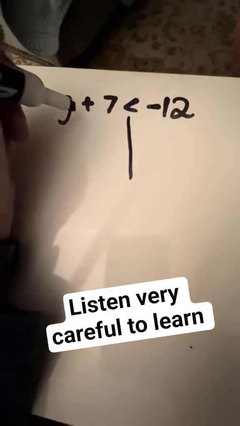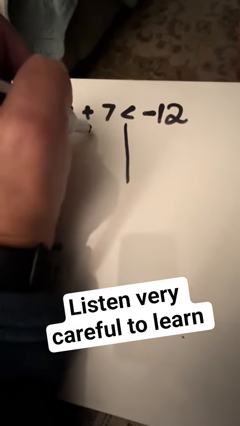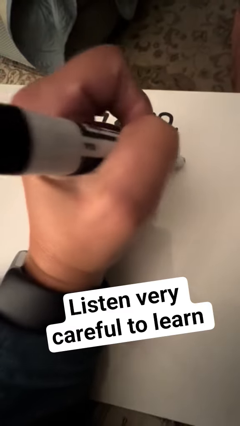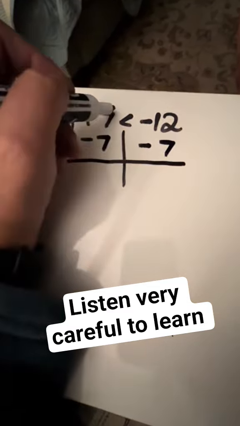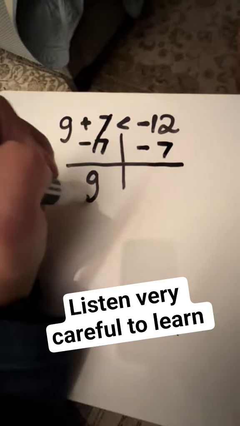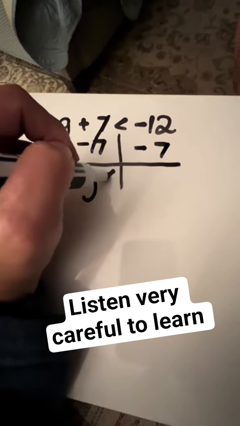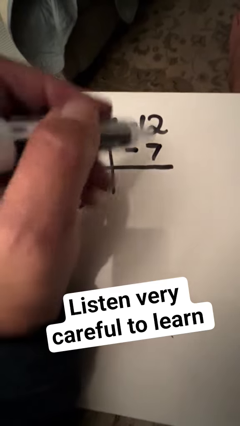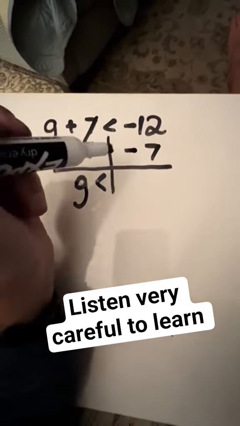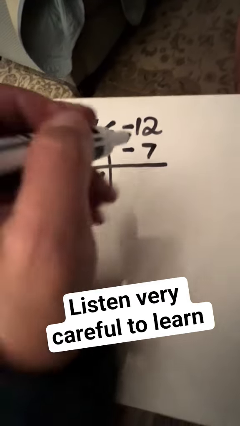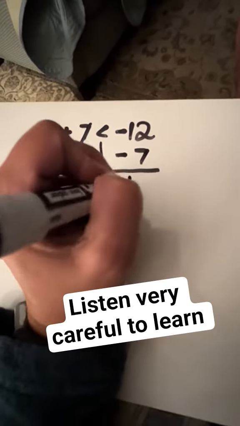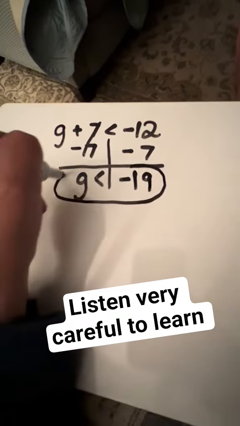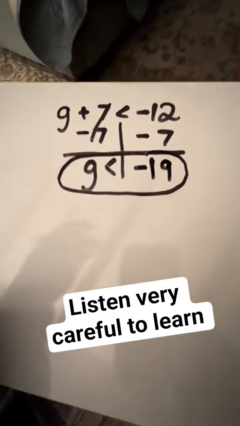Opposite operation tells me that that plus 7 is going to be the opposite of that, which is a minus 7. So we're going to subtract 7 on both sides. Now those 7s are gone, our g is all by itself, and our inequality statement stays the way that it is, so it's g is less than. Be careful right here, negative 12 and a negative 7 adds up to be negative 19. So our answer is going to be that g is less than negative 19.